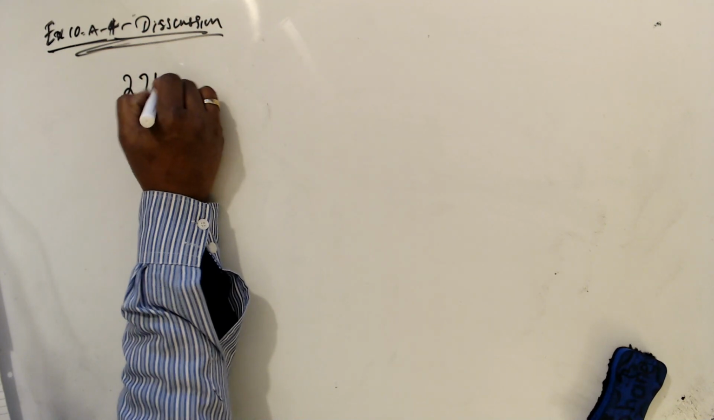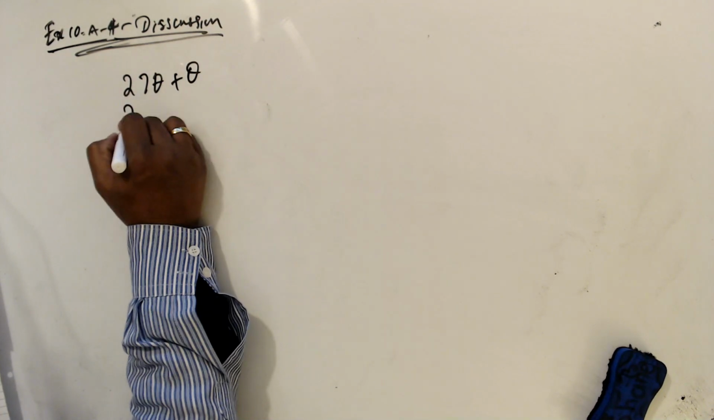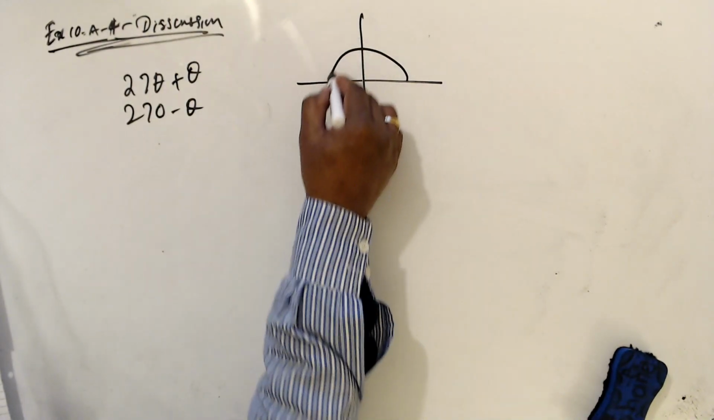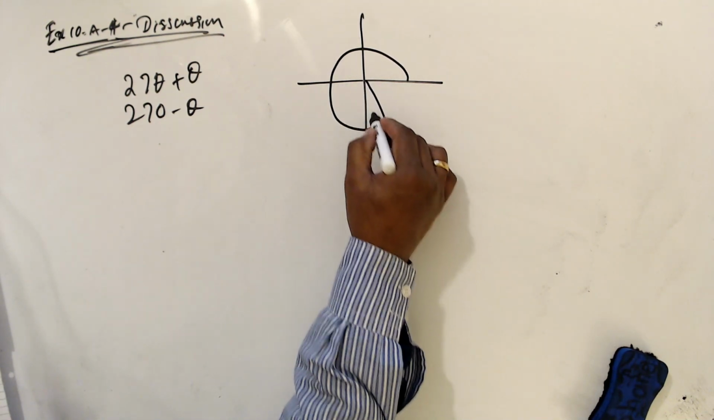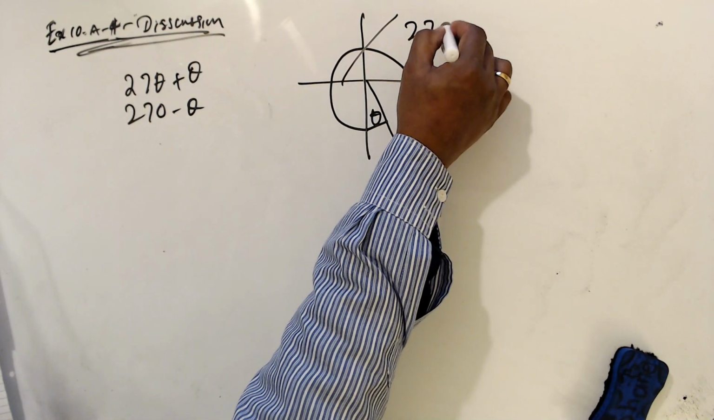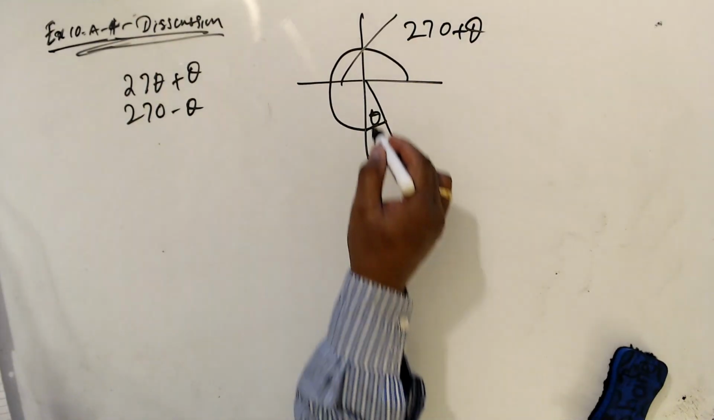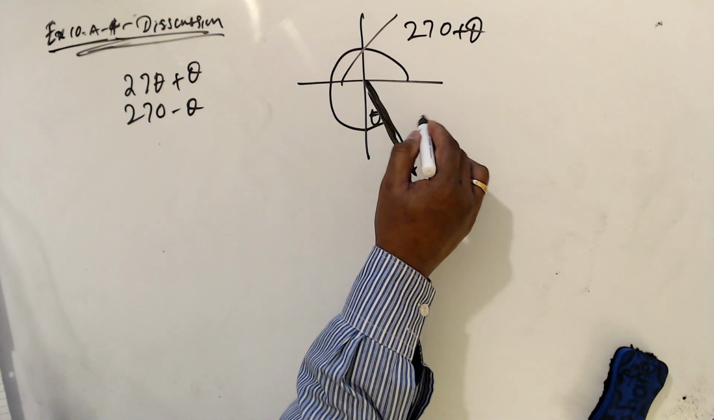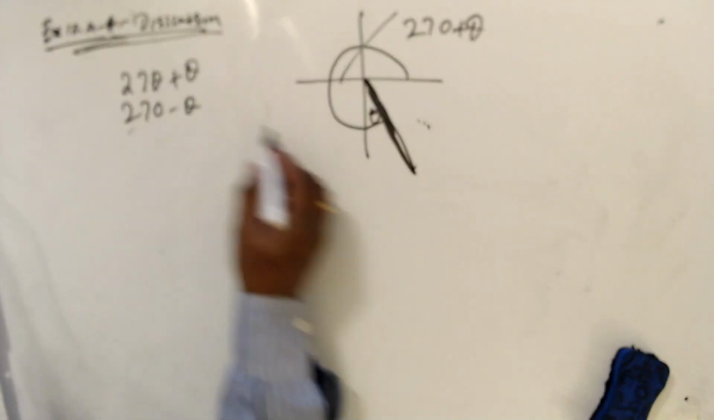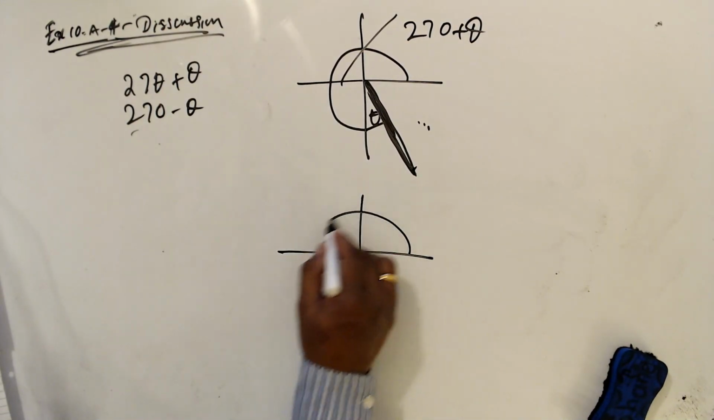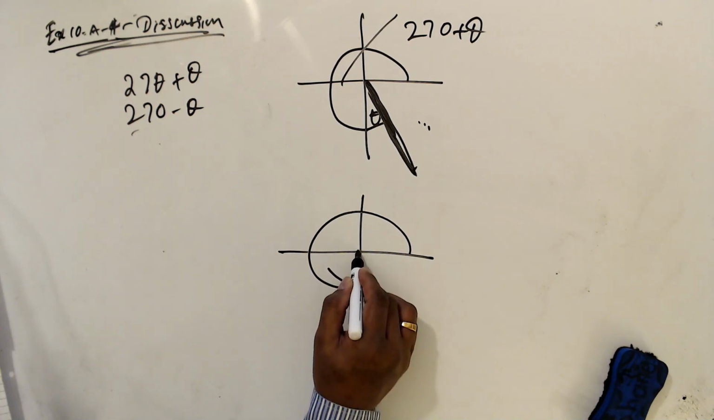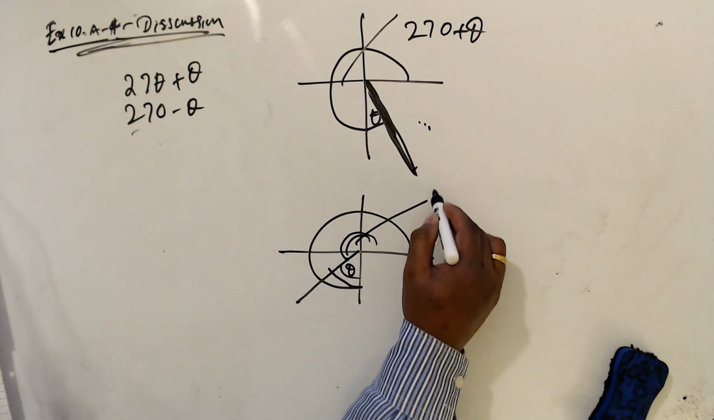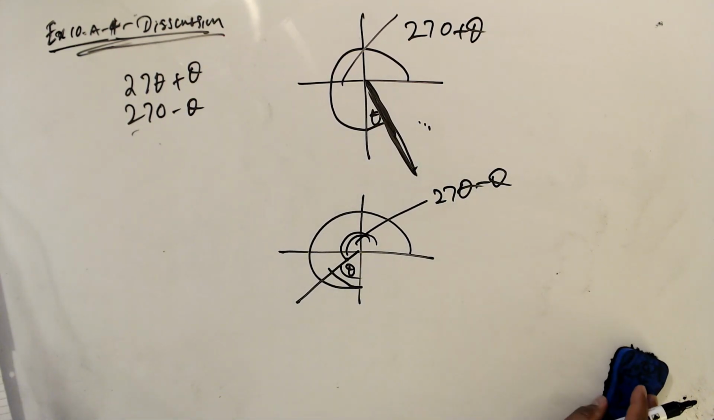Next one is 270 plus theta, 270 minus theta. So 270 plus theta means you go 270 and another theta. So this angle is 270 plus theta. Which quadrant does the angle, or hypotenuse, lie in? In fourth quadrant. Now 270 minus theta. So go 270, come theta back. So then this angle is 270 minus theta.